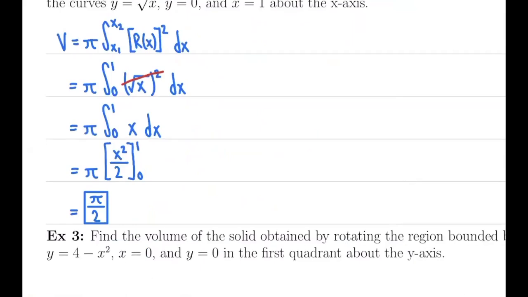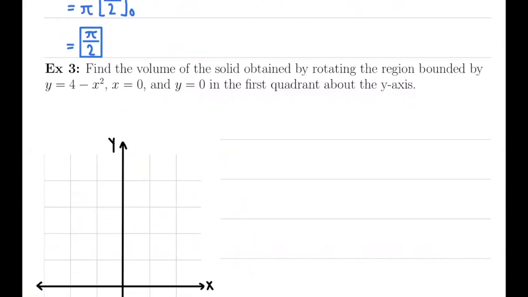But let's do example 3 now. Example 3 says, find the volume of the solid obtained by rotating the region bounded by y equals 4 minus x squared, x equals 0, and y equals 0 in the first quadrant about the y-axis.